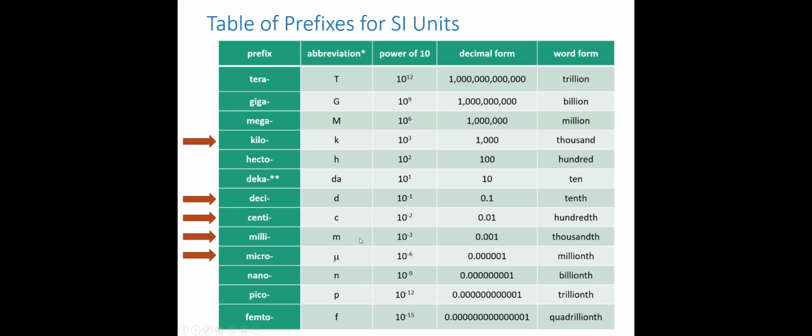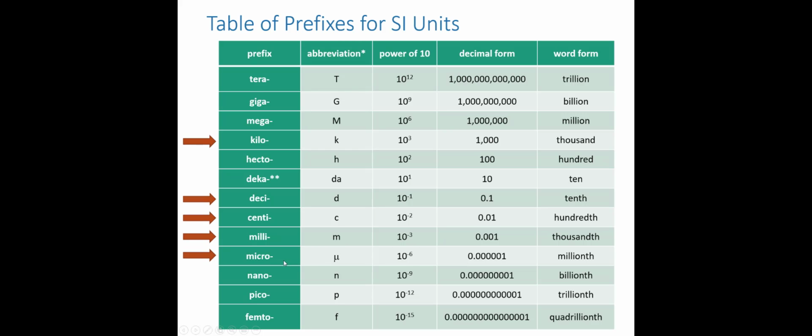If we go to one of the smaller units here, like for example milli, the same thing is true. Milli means 1,000th. So that's represented by 10 to the minus 3. So a millimeter is 1,000th of a meter. So 1 millimeter is 10 to the minus 3 meters.